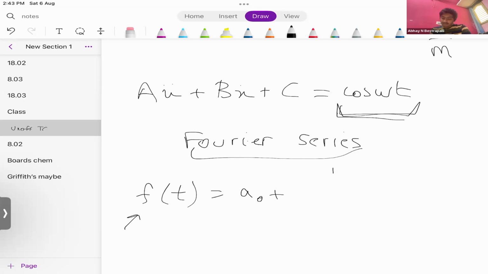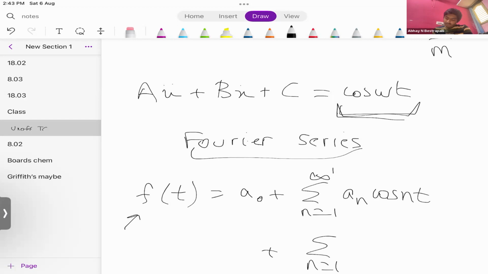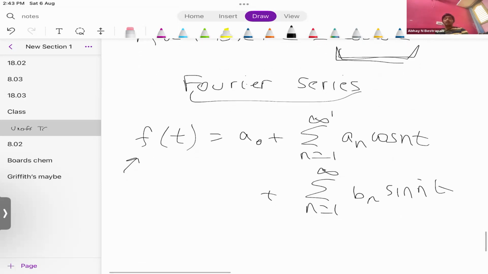f(t) can be written in the form a naught plus a1 cos t plus a2 cos 2t plus a3 cos 3t till infinity, and then plus b1 sin t plus b2 sin 2t plus b3 sin 3t, where all these a_i's and b_i's are constants that you have to determine based on the function.